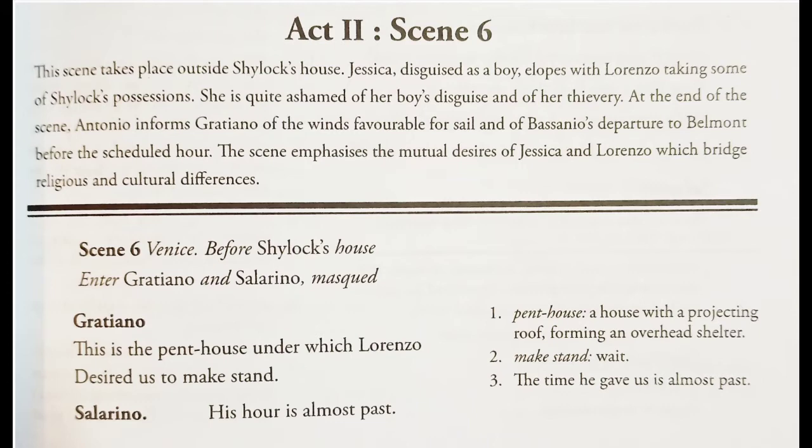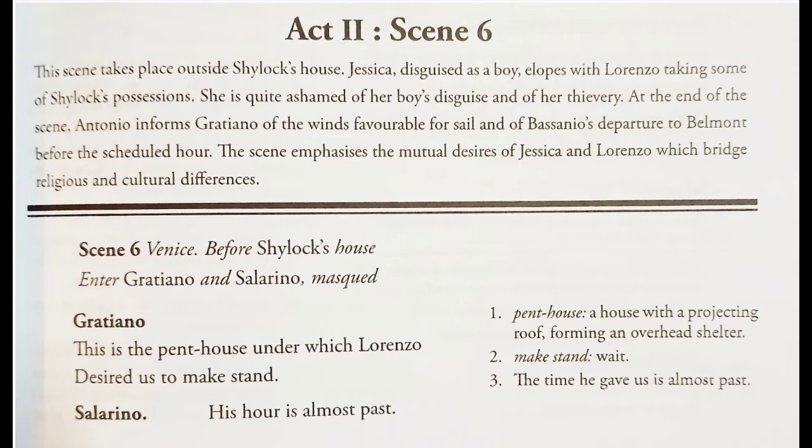Scene 6, Venice, before Shylock's house. Enter Gratiano and Salarino, masked. Meaning to say, they are already dressed up, wearing the costume for the mask. Who are they? One is Gratiano and the other is Salarino.